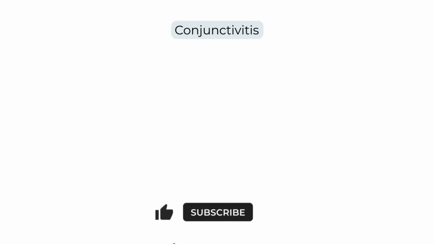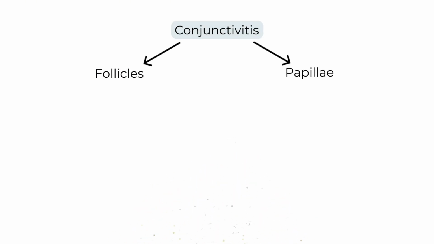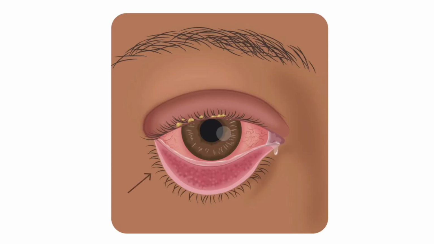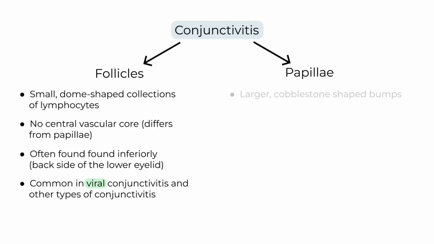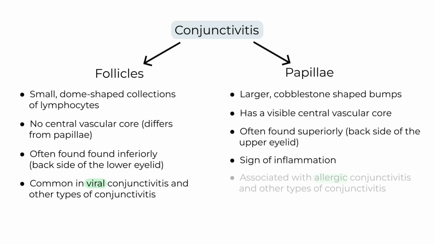It can be characterized by the presence of follicles or papillae that form on the backside of the eyelids. Follicles are small, dome-shaped collections of lymphocytes. There's no central vascular core, a difference from papillae, and they're often found inferiorly, and they're common in viral conjunctivitis. Papillae tend to be larger, cobblestone-shaped bumps that do have a visible central vascular core, and they're often found superiorly. They're a sign of inflammation, and they're often associated with allergic conjunctivitis.